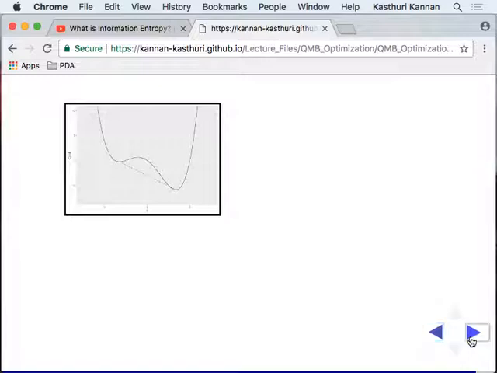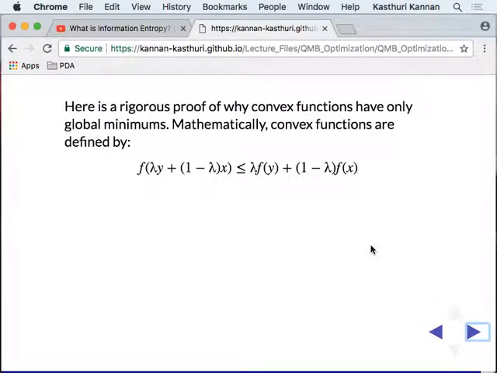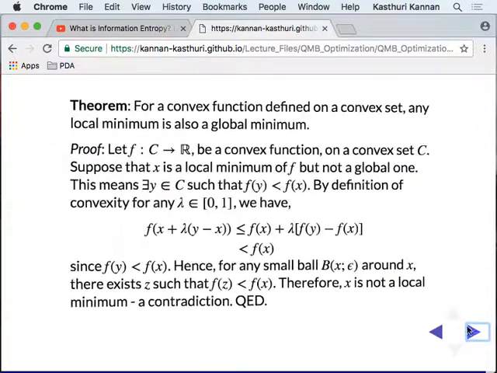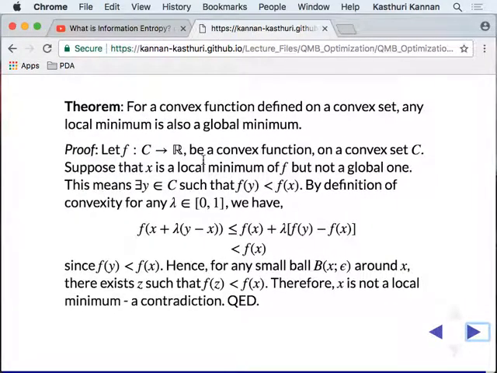There's a simple mathematical proof. I thought I should end with a good mathematical proof, but it's not too complicated. Mathematically, convex functions are defined by this: f of lambda x plus 1 minus lambda y is always less than or equal to lambda f of x plus 1 minus lambda f of y, the line segment joining f of x and f of y. So the function always lies lower than the line segment joining them.